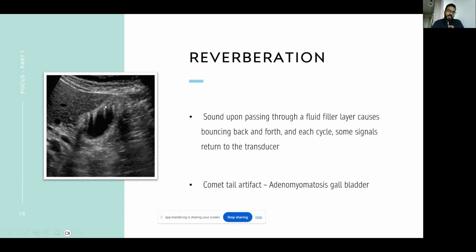If you look at this ultrasound of the liver and gallbladder here, what you end up seeing is these tail-like structures. These artifacts are a result of adenomyomatosis of the gallbladder, which causes these small fluid-filled sinuses within the walls of the gallbladder. So that is why you end up getting these kinds of artifacts. So if you don't know that, you're going to end up thinking that it is something else that you're visualizing there.